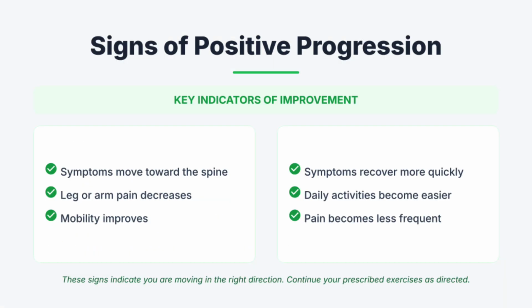So signs of positive progression. Improvement is not always going to be a straight line, but over days and weeks, there are patterns that we do want to see. So sometimes symptom location changes before the symptom intensity changes. So if your symptoms are moving towards the spine, if your leg or your arm pain are decreasing, if mobility is improving, if your symptoms recover more quickly, if daily activities are getting easier for you, and if your pain is becoming less frequent, these are all signs that you're moving in the right direction and that you want to continue to keep course.